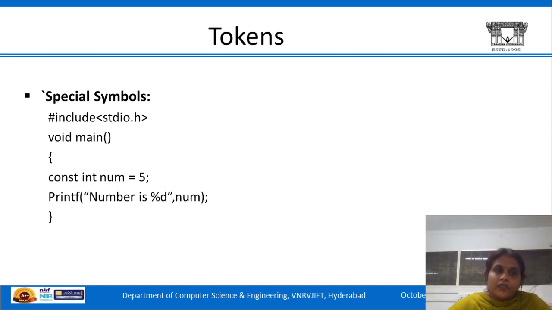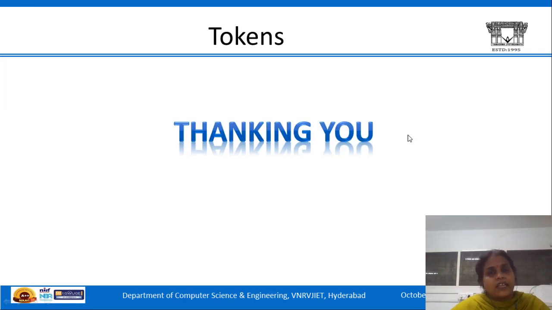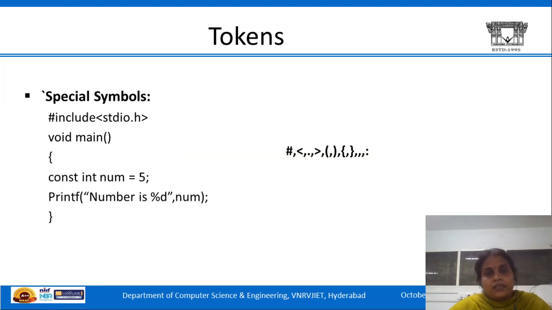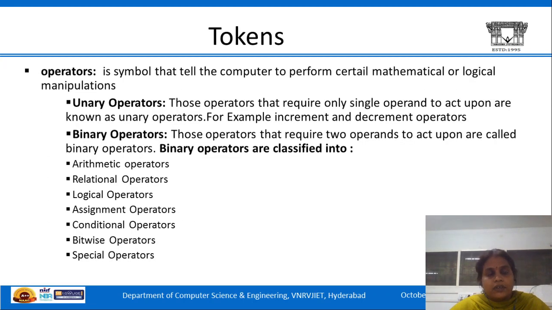And what are the special symbols? Here you have so many special symbols, and we'll list them all. The hash symbol is one, then less than, dot, greater than, open parenthesis, close parenthesis, open brace, close brace, comma, colon, and semicolon. This is about the tokens, and next we'll see the operators in detail. Thank you.